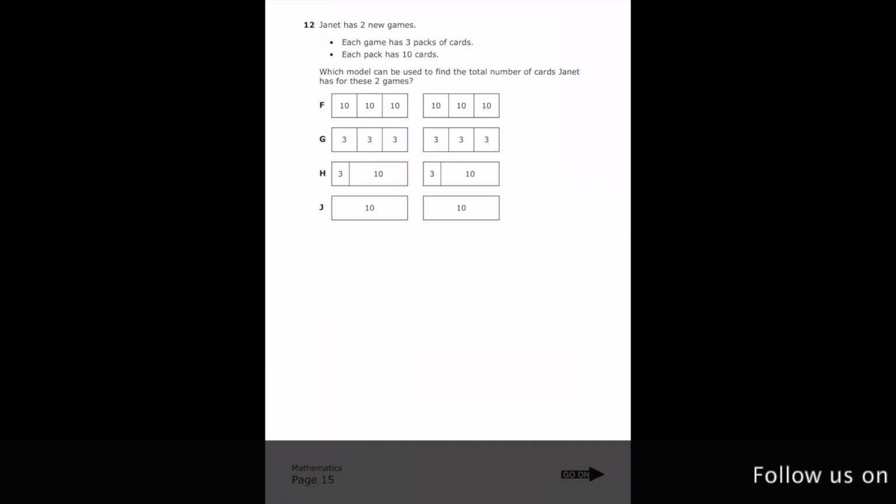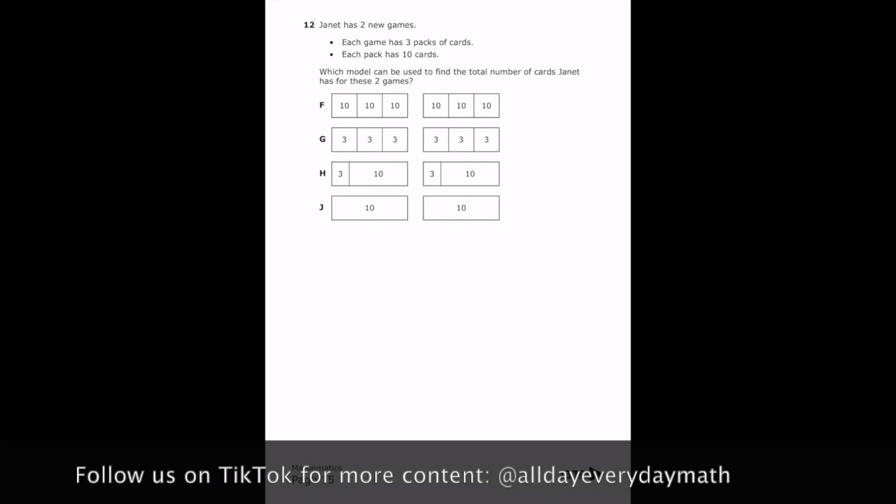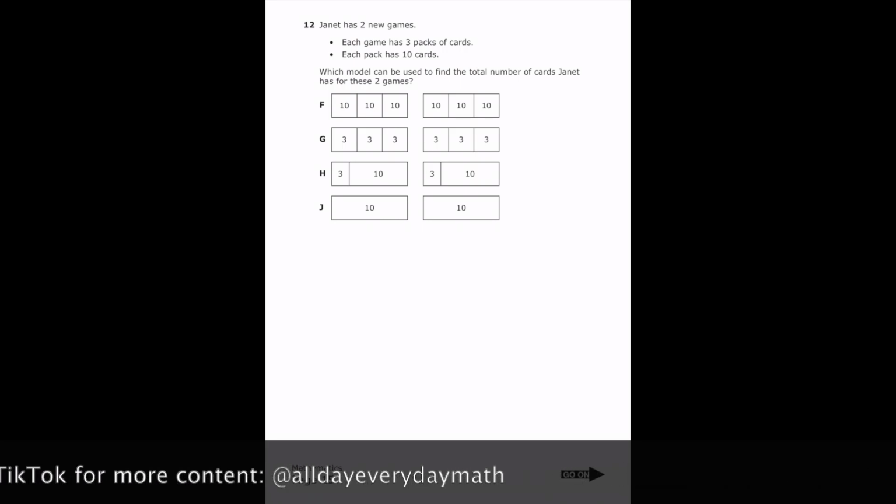Number 12, Janet has 2 new games. Each game has 3 packs of cards. Each pack has 10 cards. Which model can be used to find the total number of cards Janet has for these 2 games?